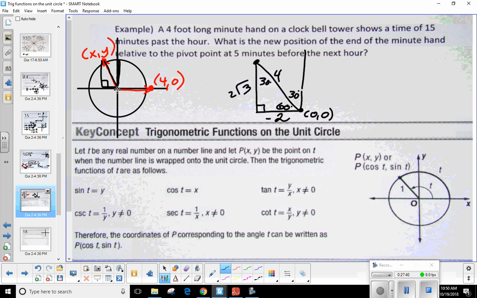In order to go from the origin, the center of the clock, to that point we're looking for, you'd have to go -2, 2 square root of 3. Now, think in real terms. We're not saying that that's -2 feet. We're just saying that you would have to go 2 feet left and then 2 square root of 3 feet up. Does that make sense?